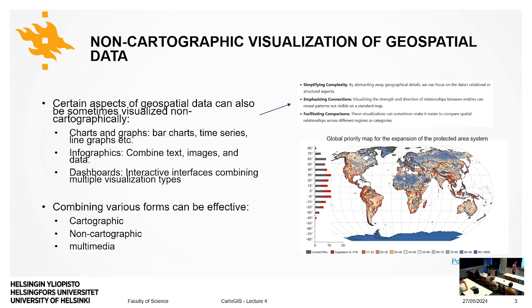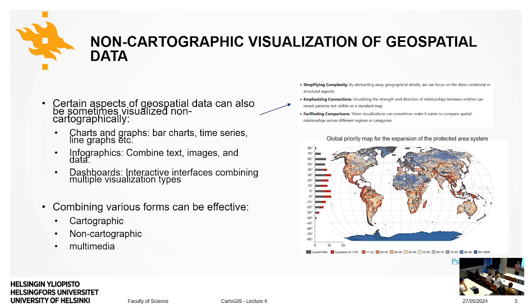So if there is a way to visualize it more efficiently without a map, then you should consider that. So there are many ways you can think of how you can visualize geospatial data non-cartographically. Of course, the most obvious choices are usually charts and graphs, different kinds of charts and graphs, bar charts, time series, line graphs. And in this week's tutorial, the practical part, we are going to learn how to create these in Python. So we will use the Python library Plotly that we haven't worked with before, at least in our courses. And it's a very good library for producing this interactive visualization.